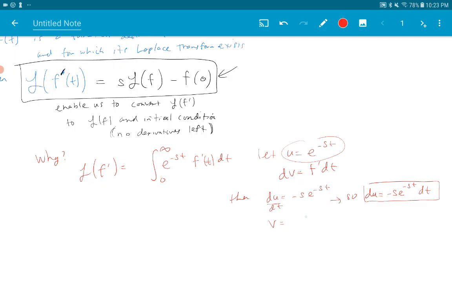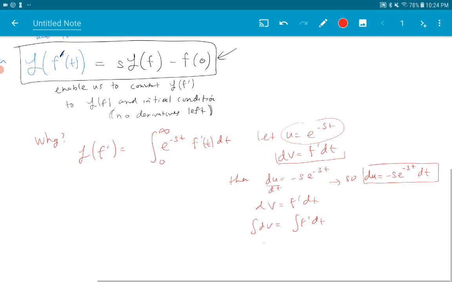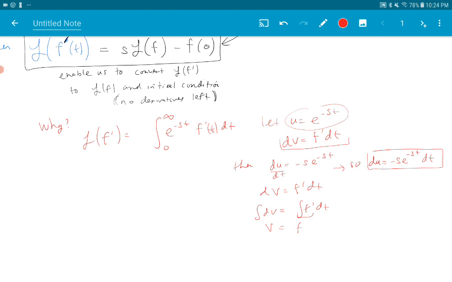I also need to compute v. I use this formula here to compute v by integrating both sides. So if dv equals f prime dt, then the integral of dv would equal the integral of f prime dt. Well, that would be v equals, what's the integral of f prime? It would be f.